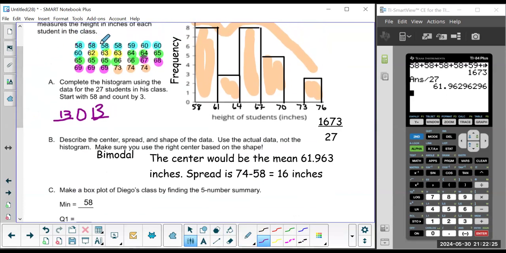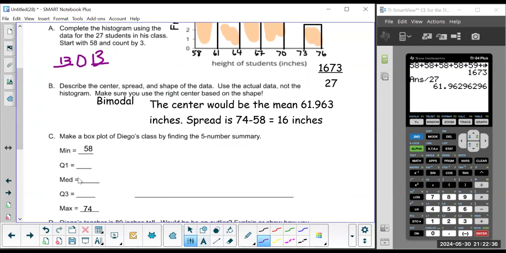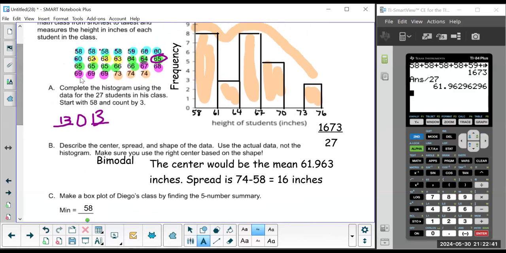So 1, 2, 3, 4, 5, 6, 7, 8, 9, 10, 11, 12, 13. And so he's going to sit out. So he's our median. So he's 65. And now our Q1, remember, is the median of our lower team. So all the numbers before I circled 65, and we just said that that was 13.